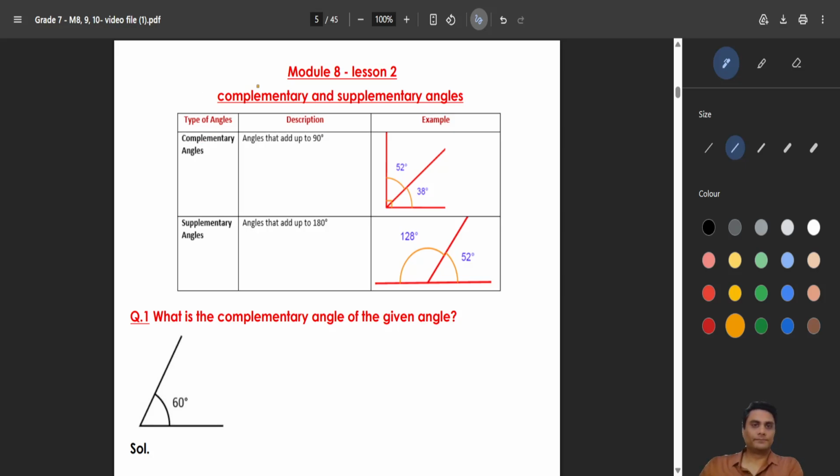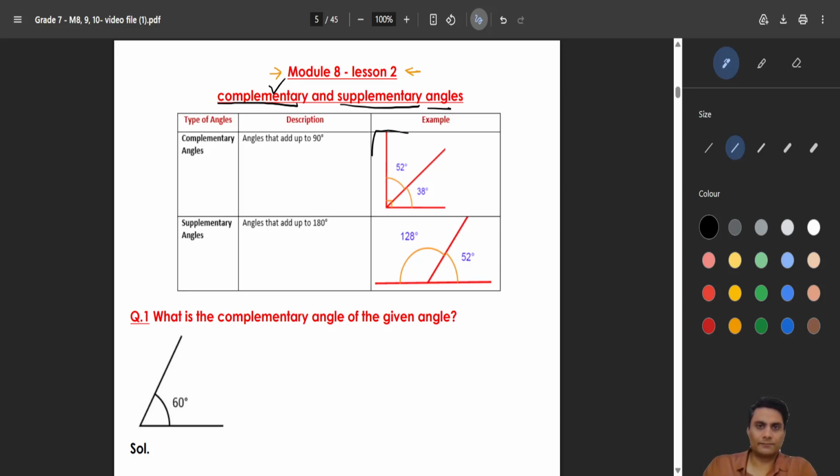Good morning, boys. Today we will do Module 8, Lesson number 2 of Grade 7. The name of the lesson is Complementary and Supplementary Angles. Now, what is a complementary angle?